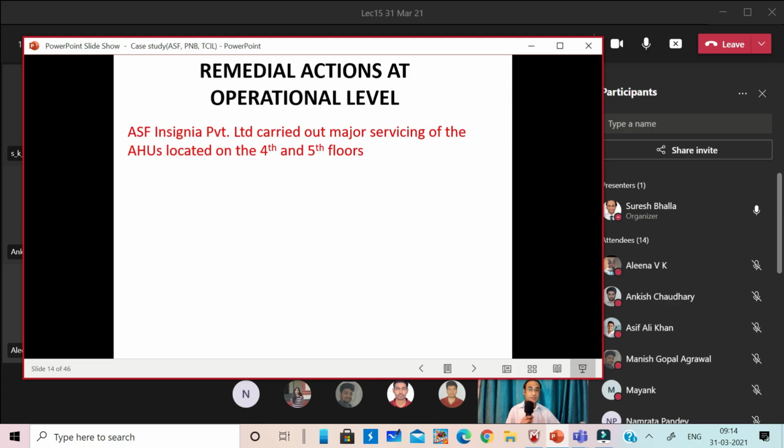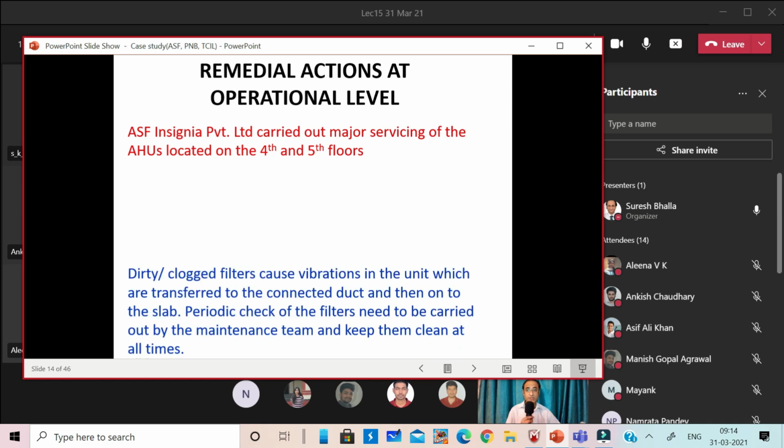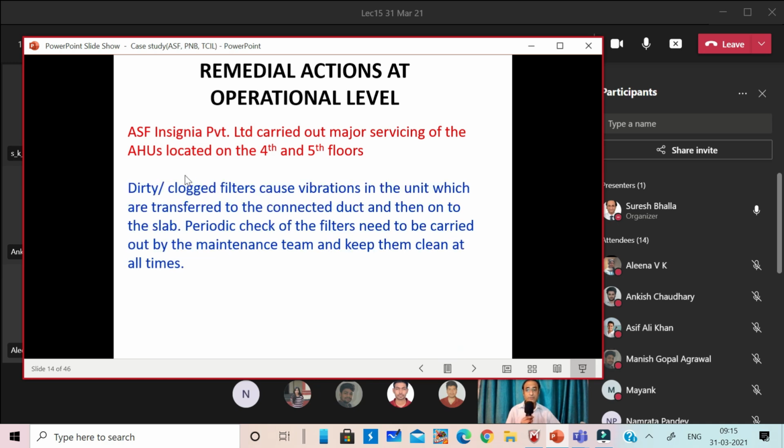So then the next was what remedial actions are needed. So first of all, we advised them to carry out all the servicing of the machine. So the company carried out all the servicing. As part of the servicing, they did cleaning of all the dirty and clogged filters. So this was one of the measures.